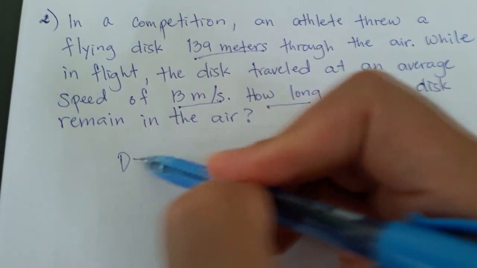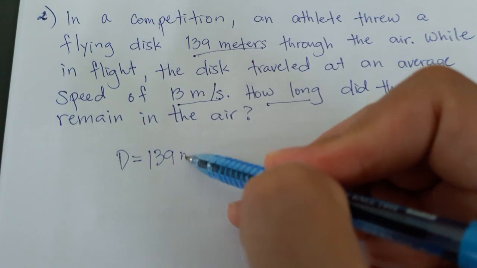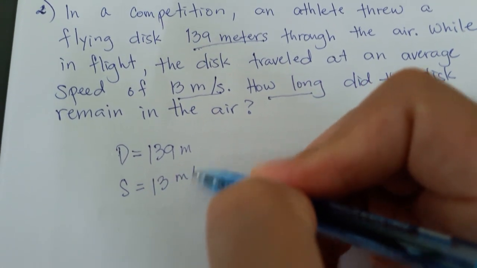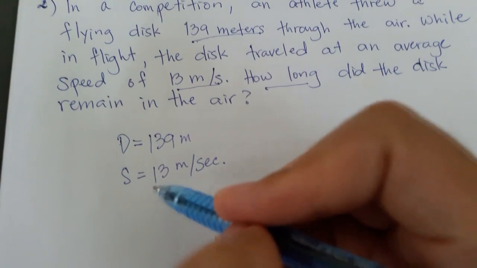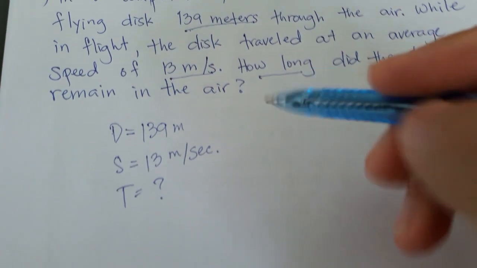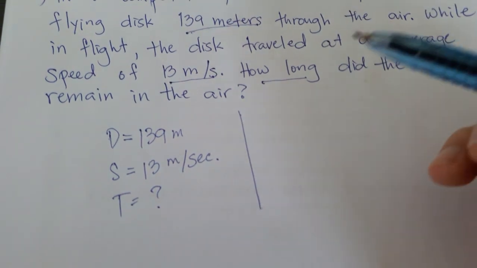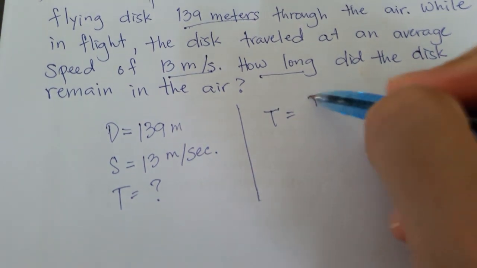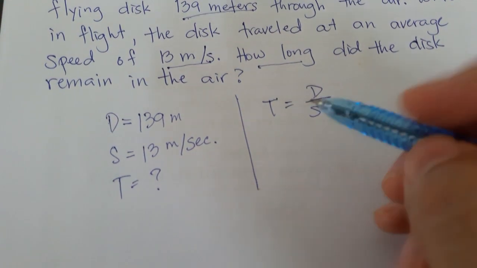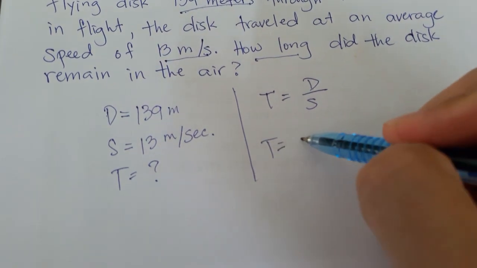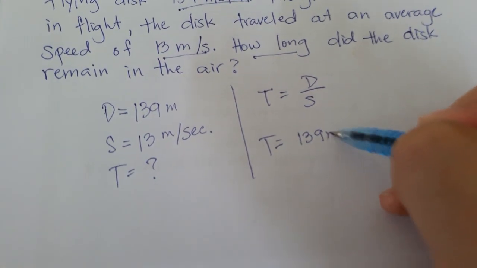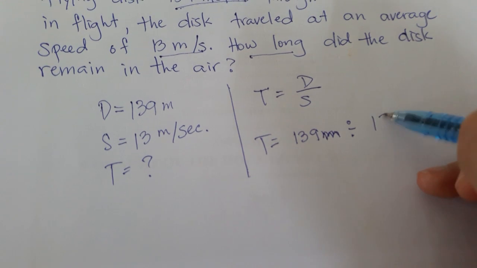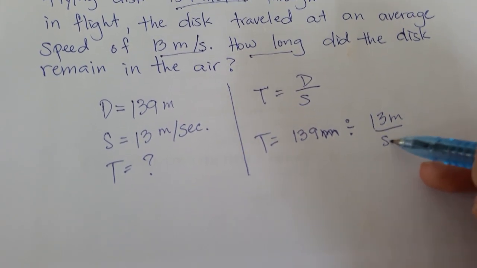So let us write the given first. Distance is 139 meters. The average speed is 13 meters per second. And then the time, we have to find out. For the formula, distance divided by the speed. So time, we have 139 meters divided by 13 meters per second.